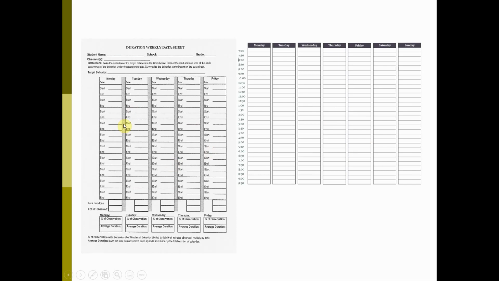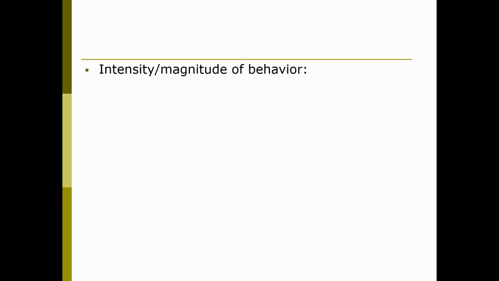This is a duration weekly data sheet, and this is used for tracking behavior of a child within class in terms of starting and ending and what percentage of time is spent on each of the days. And then this is another way to track duration, and it's just a schedule that goes from 7 in the morning till 9:30 at night, and it might be useful for tracking percentages of time spent engaging in a behavior.